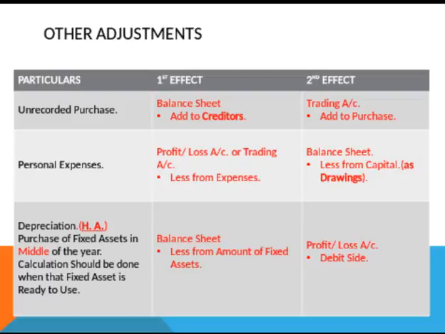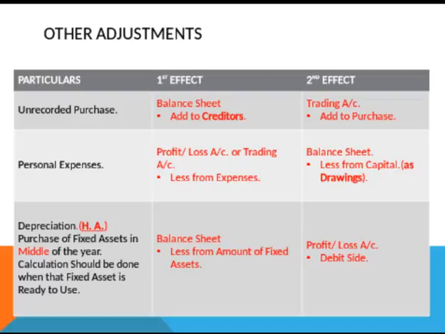Now personal expense. The personal expense is different from business expense, so we do not record our personal expense in final accounts. So the first effect will be profit and loss account or trading account less from the specific expenses which have been made and written in the books and which is a personal expense, so it is not allowed as expenses. And the second effect will be balance sheet less from capital as drawings.